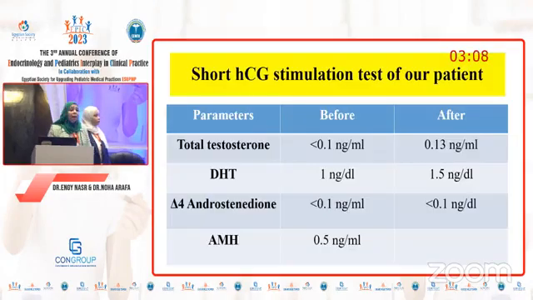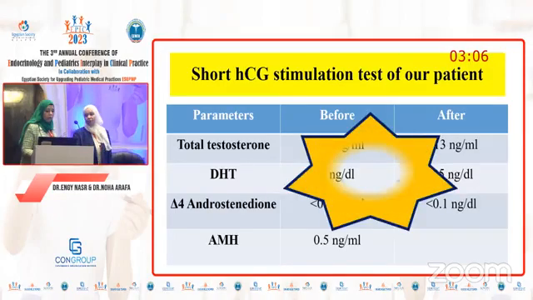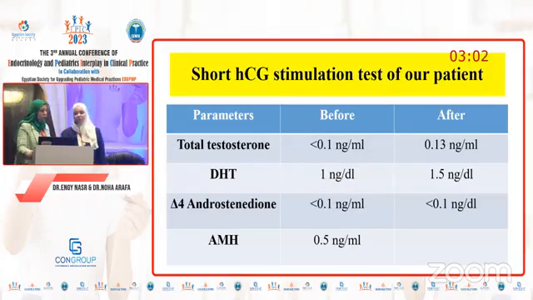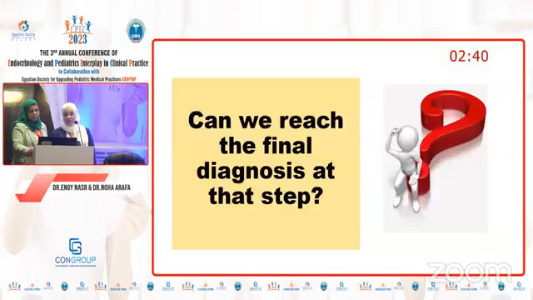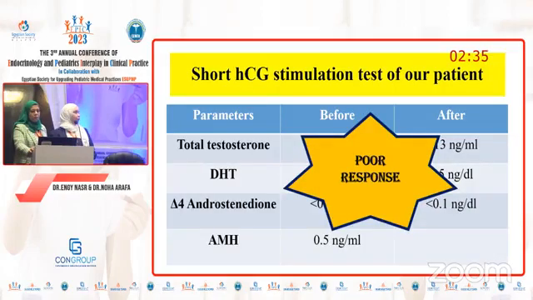So back to our patient. After doing the standard short HCG stimulation test, our patient's total testosterone after stimulation is 0.13, which is less than the pre-pubertal cutoff value. DHT is 1.5. Delta 4 androstenedione is 0.1. So the patient is having a poor HCG stimulation response. Then we did anti-Mullerian hormone for our patient, which was 0.5, which is also low for age.